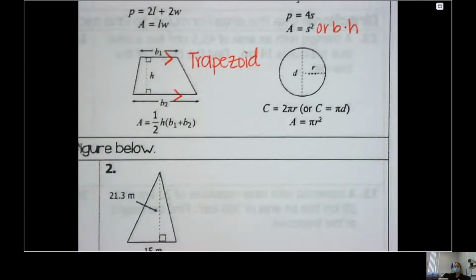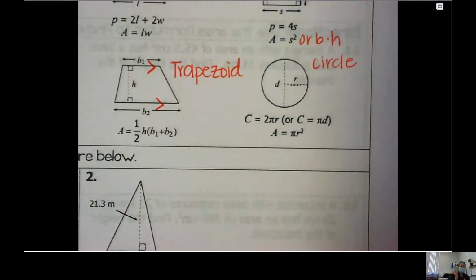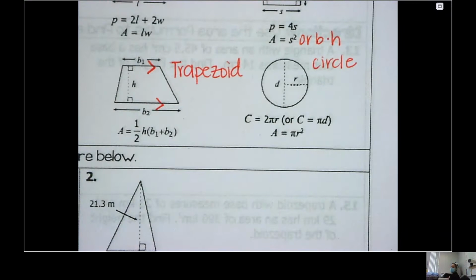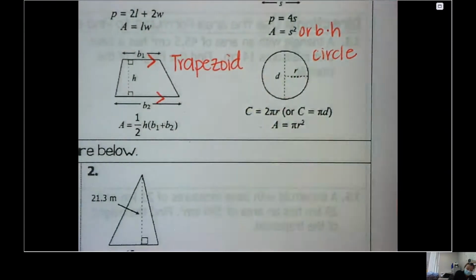All right, and then the last one obviously is a circle, or as my professor in college used to call it, a kirkle. I don't know why he called it a kirkle. You've got the area equals pi r squared. What does this r stand for? Radius.